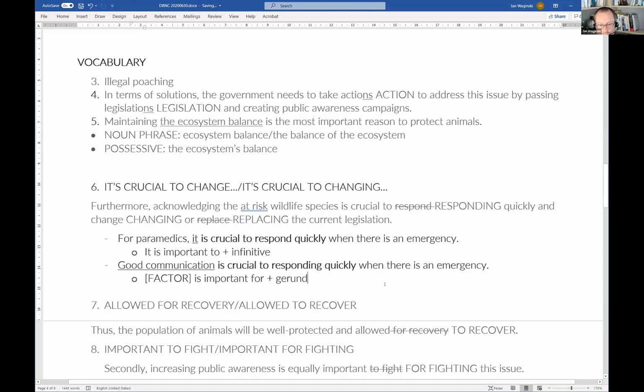Well, let's come up with one or two more examples. I think cooking or baking might be good to create a contrast. Can anyone create two contrasting sentences? We can use crucial, we can use important. These are really, really common phrases that we use on a daily basis.